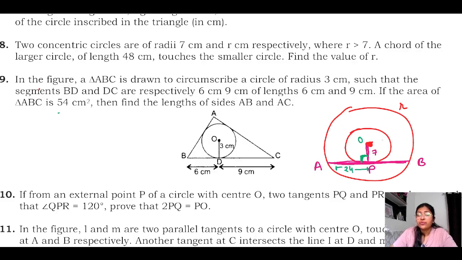What they're asking us to find is the value of R, the radius of the bigger circle. Radius is the distance between the center and the circumference of the circle. We need to find R. Now your focus is on triangle OPA. It is a right angle triangle. Two sides are given. We can find the third side with the help of Pythagoras theorem, yes or no? Yes.